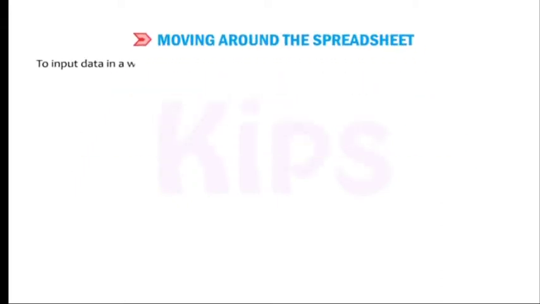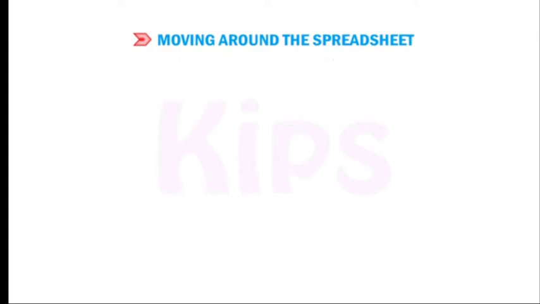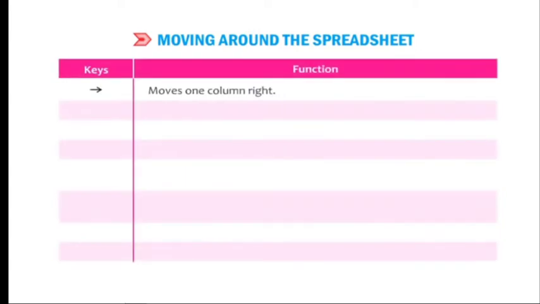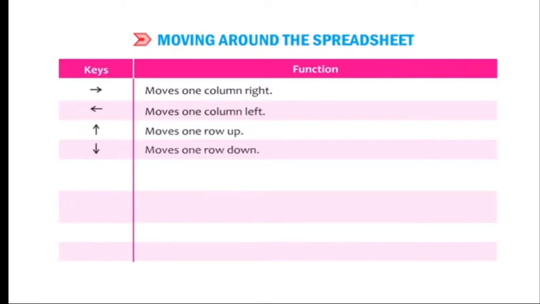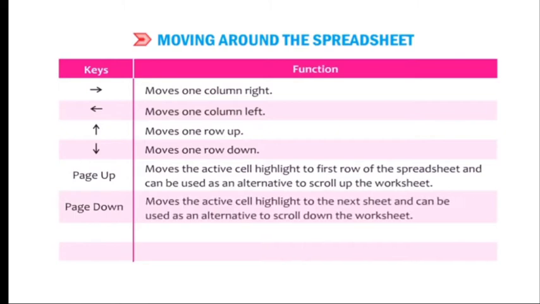To input data in a worksheet, we have to move the cell pointer from one cell to another with the help of various keys defined in the given table. Keys and functions. Right arrow moves one column right. Left arrow moves one column left. Up arrow moves one row up. Down arrow moves one row down. Page Up moves the active cell highlight up the worksheet and can be used as an alternative to scroll up the worksheet. Page Down moves the active cell highlight down the worksheet and can be used as an alternative to scroll down the worksheet.